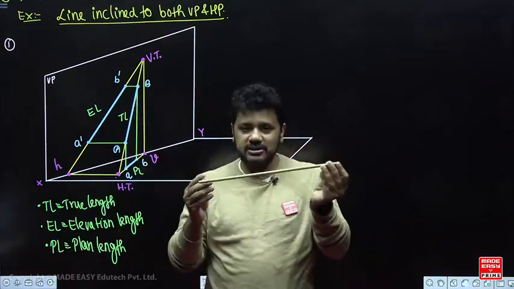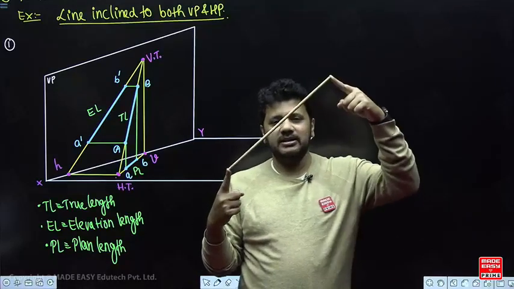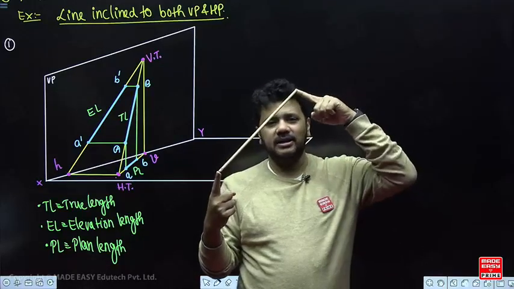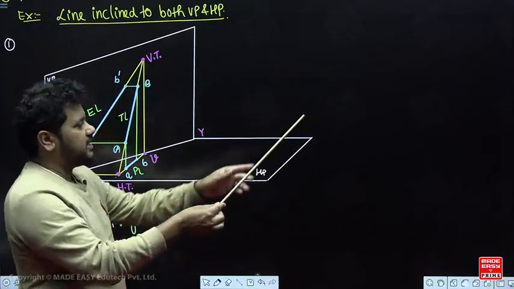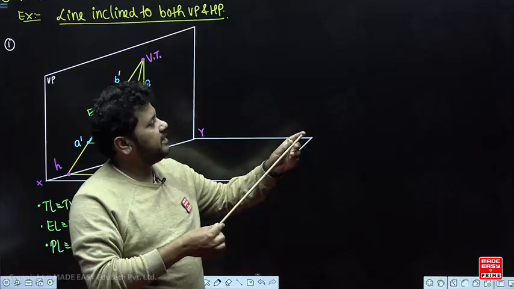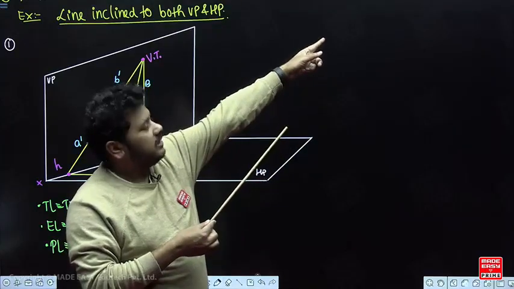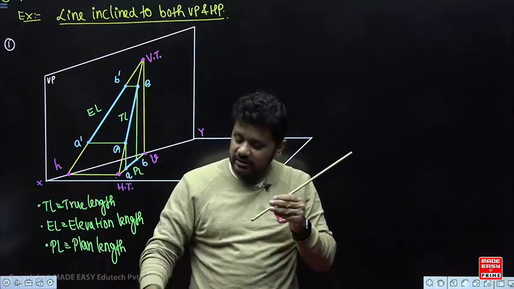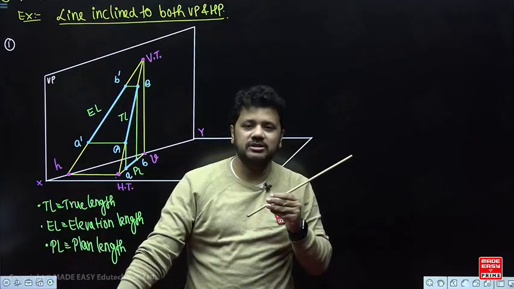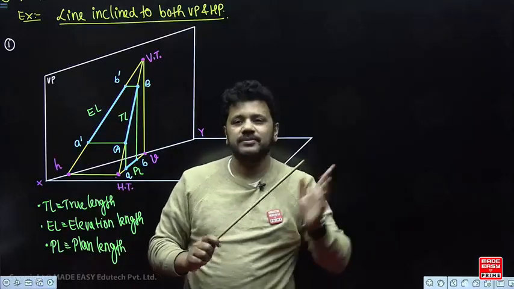This diagram and this situation are the same. It is parallel to HP, VP, inclined to HP, inclined to VP, isn't it? So that means it is like this. Now if I extend this end, it will cut the vertical plane somewhere here. So that is the vertical trace. If I extend this line, it will cut the ground floor here, that is the horizontal plane. So I am getting the horizontal trace as well as the vertical trace, right?